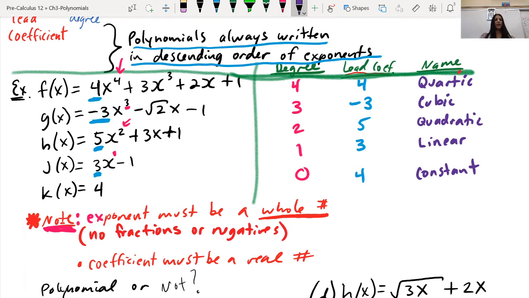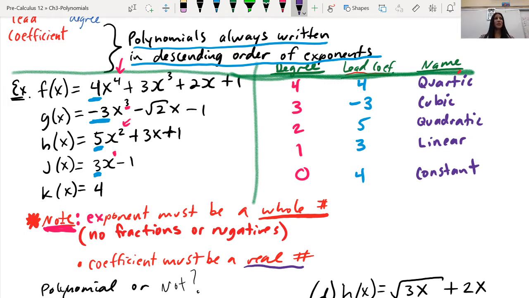Notice this part in red here. Note the exponent must be a whole number, no fractions or negatives, and the coefficient must be a real number. I'm thinking you need a refresher on that, so we'll build that in as we go through here.